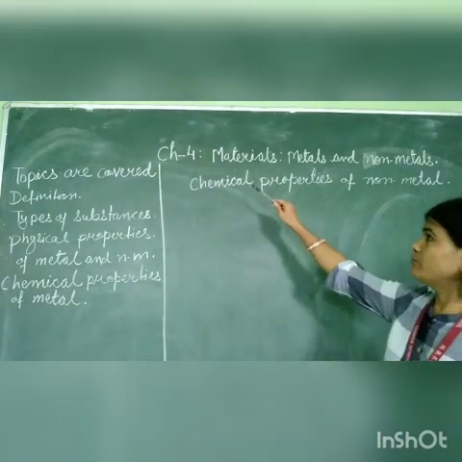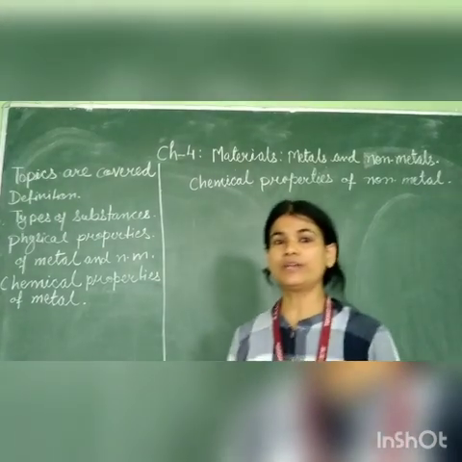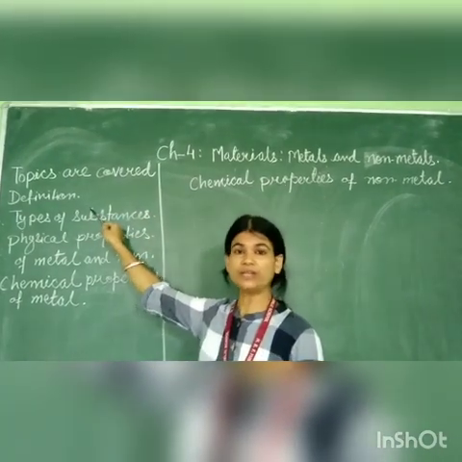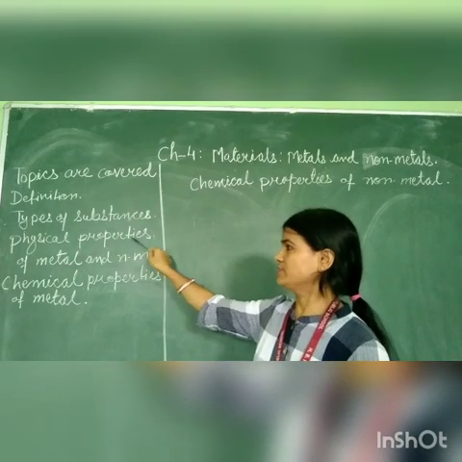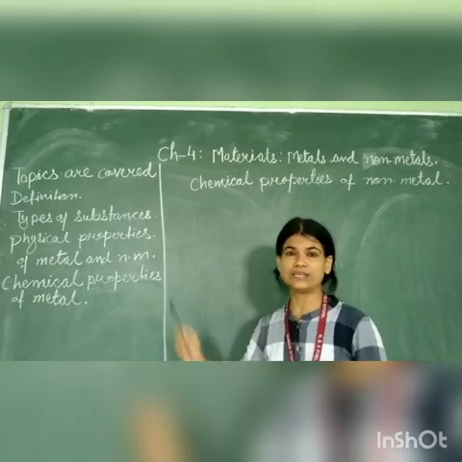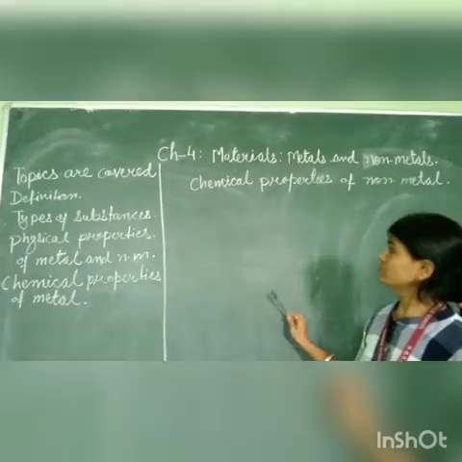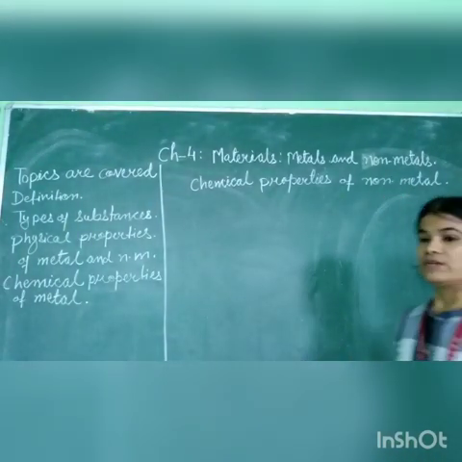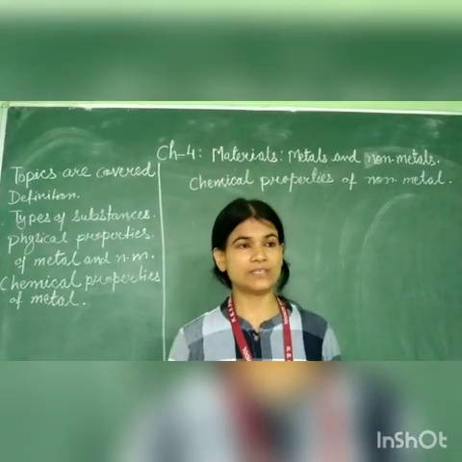Let's continue with chapter 4, materials, metals and non-metals. In this chapter we have already covered the main topics: definitions related to this chapter, types of substances, physical properties of metals and non-metals, and chemical properties of metals. In yesterday's class you understood all of these. Now let's try to understand the chemical properties of non-metals. For this I am just giving one introduction about the substances.